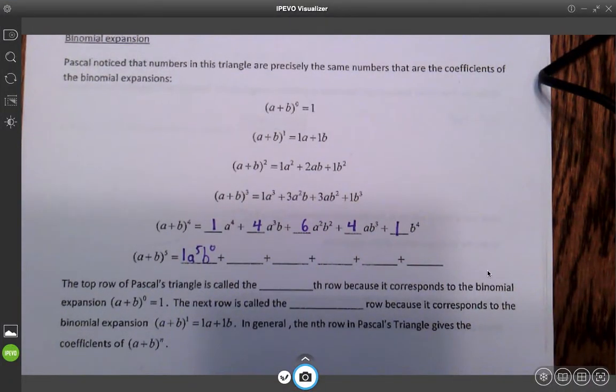All right, sorry about that. Got cut off there. So let's go back to this one.